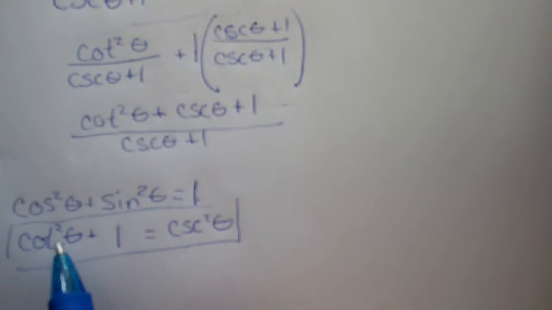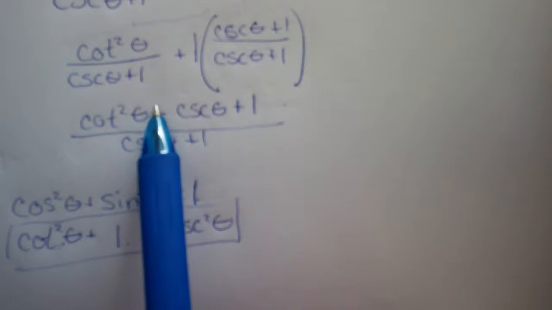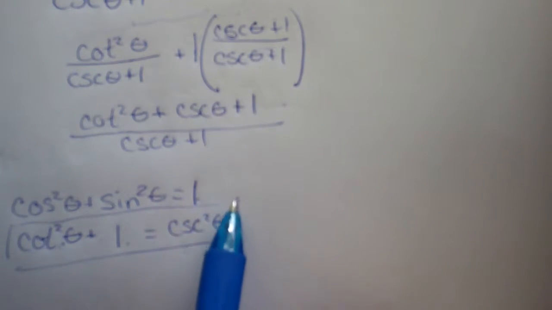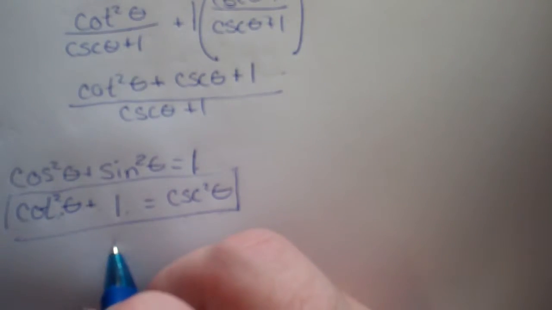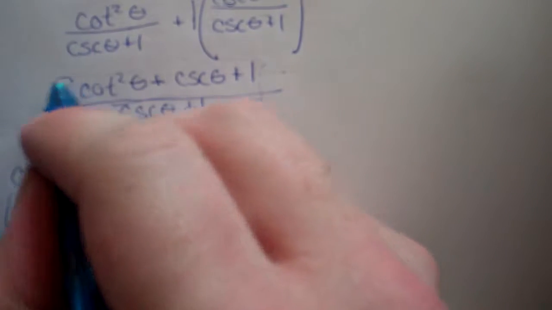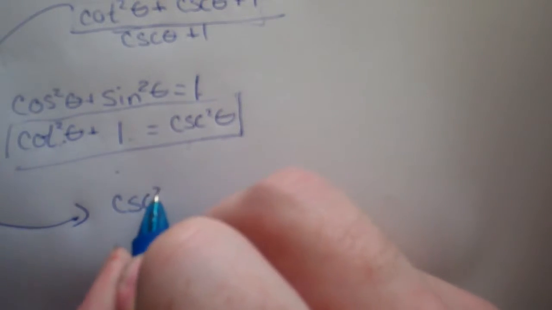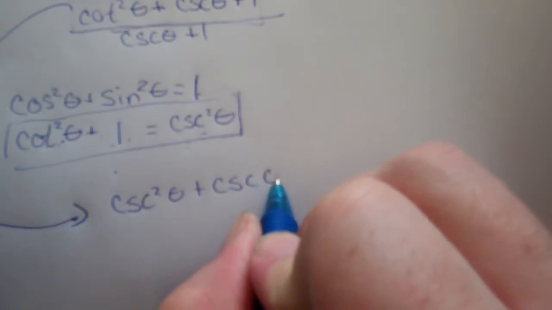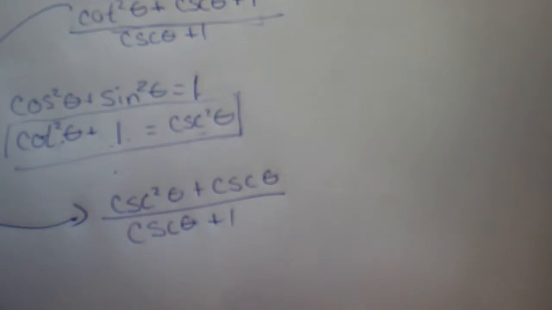See this cotangent squared theta and this plus 1? Well, right there is a cotangent squared theta plus a 1, which means that we can replace this cotangent squared theta and this plus 1 with a cosecant squared theta. So I'm going to replace these right here. It will become a cosecant squared theta, since that's what it is, plus a cosecant of theta, and this whole thing is over cosecant of theta plus 1.